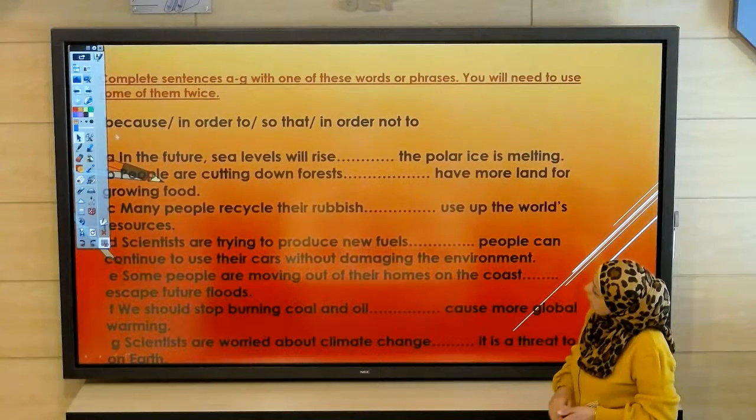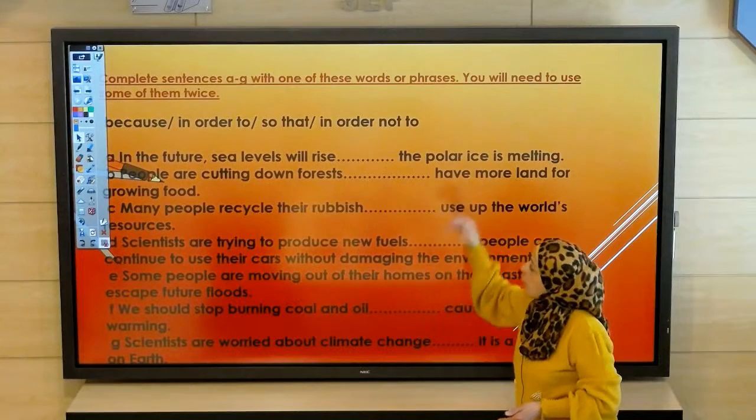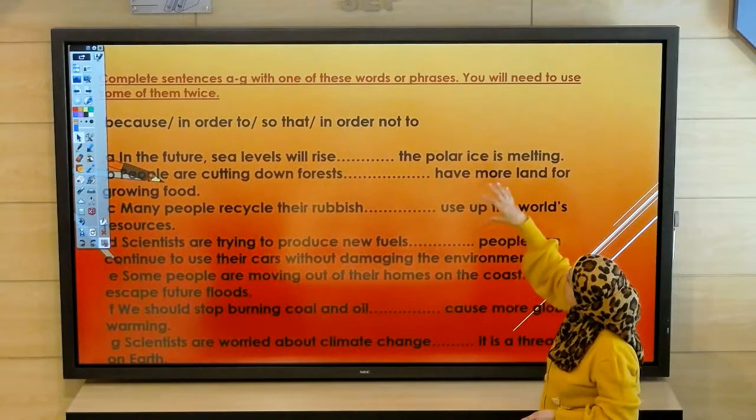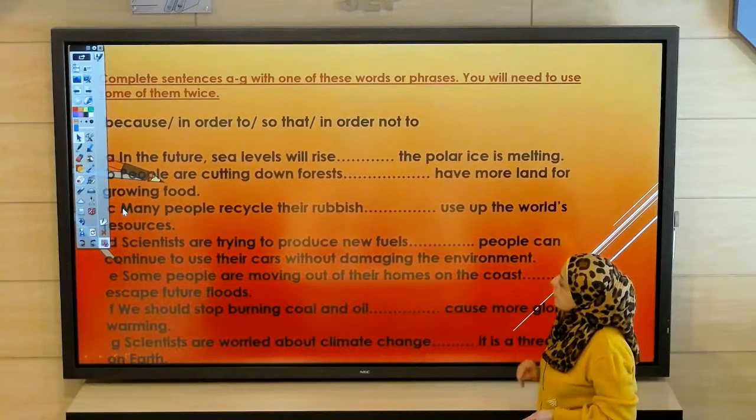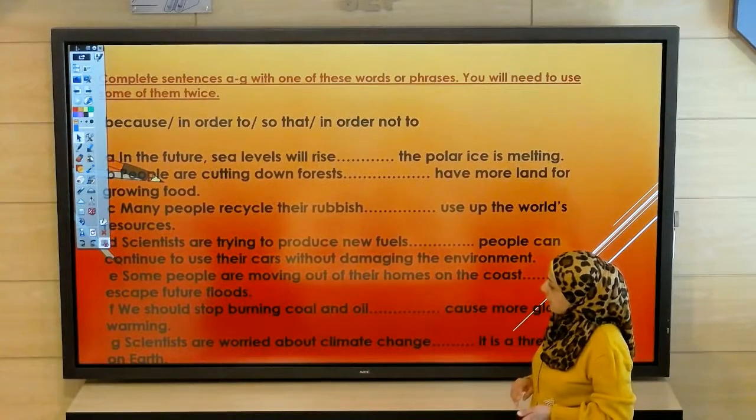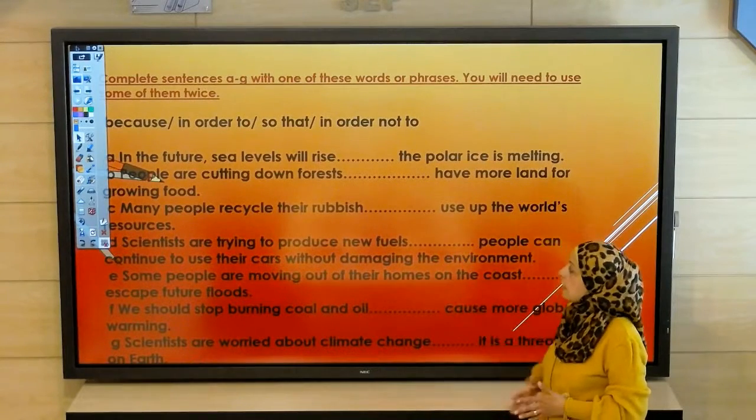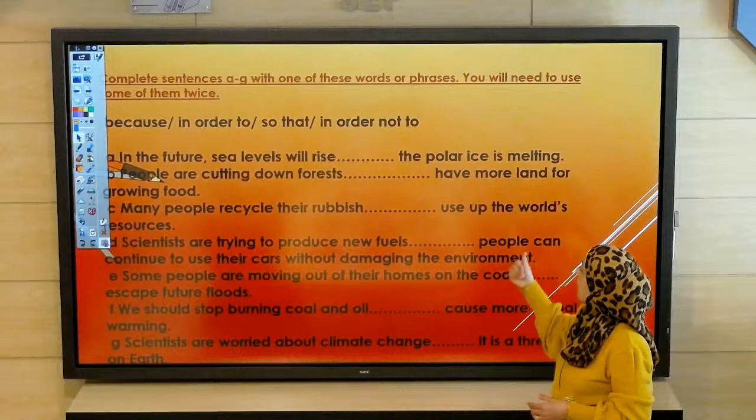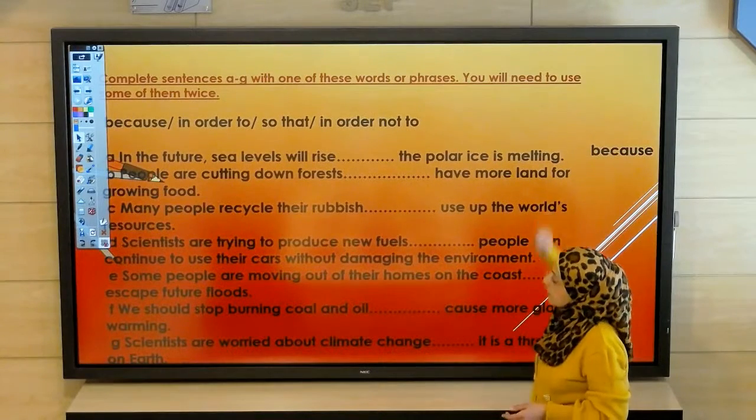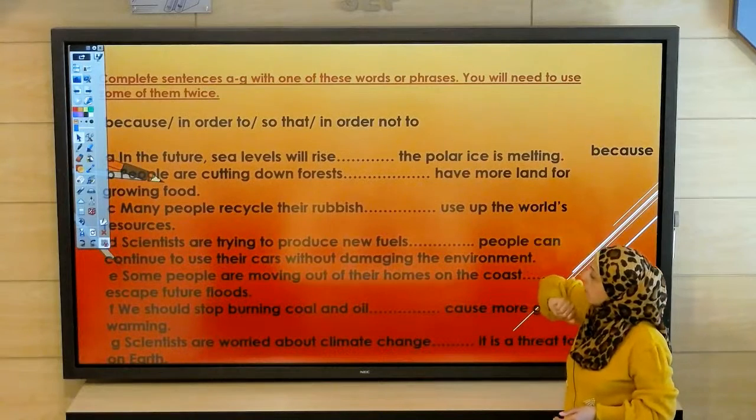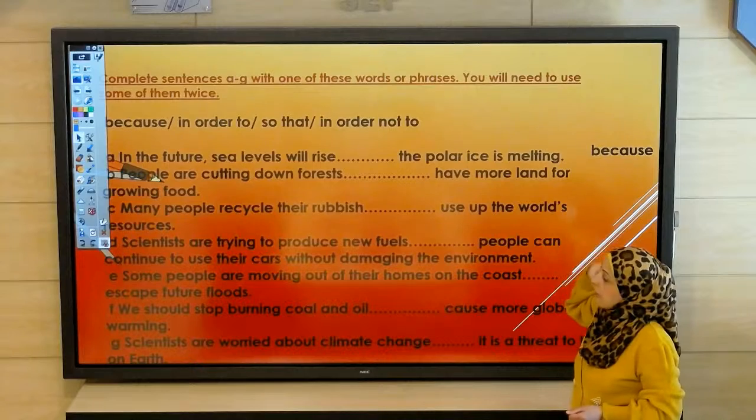Okay, another exercise for the same rule. Complete sentences with one of these words or phrases, okay? Notice here, in the future, sea levels will rise. The polar ice is melting. So what is the suitable word? Because. In the future, sea levels will rise because the polar ice is melting.